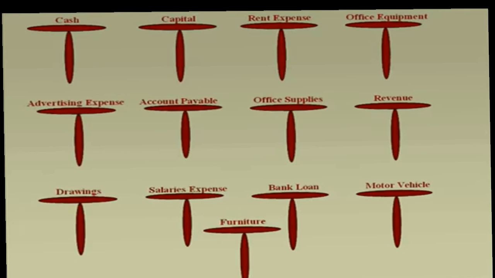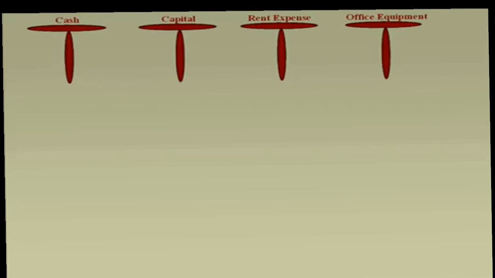Are you done? Here are the answers. Okay, let's take the first group. Cash, capital, rent expense, office equipment. Look at the plus minuses. It's coming now. Did you get it?